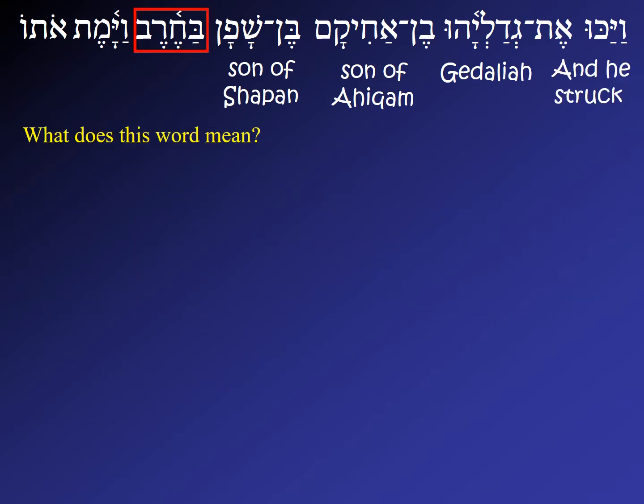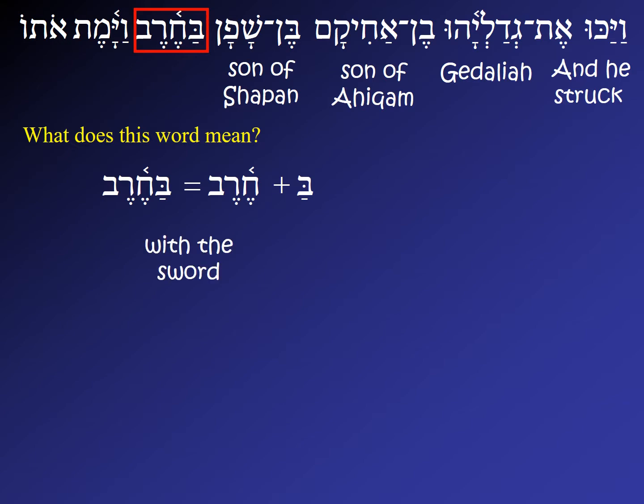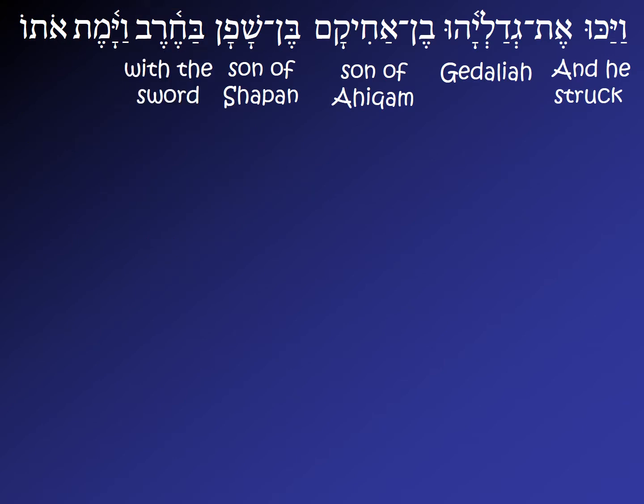Now we have this word, bacherev. Bacherev, of course, is made up of these two constituent parts, ba plus cherev. Ba is, of course, with the bet prefix, and then this patach here indicates that it's also the definite article. So with the cherev, which means sword. So bacherev, with the sword. So far, and he struck Gedalia son of Ahikam, son of Shaphan, with the sword.